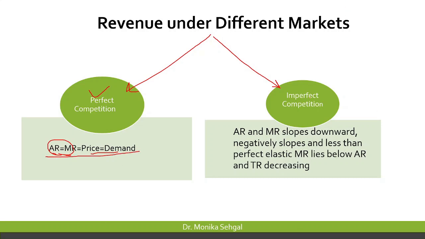But in the imperfect competition market, AR slopes downward and MR slopes downward faster, like this. It is less than perfectly elastic, MR lies below the AR and TR is still increasing. TR is always increasing, TR always stays positive, because if it becomes negative, the producer would produce less or maybe shut down.